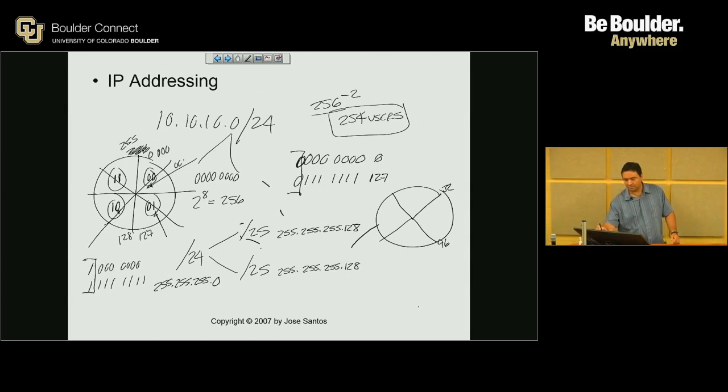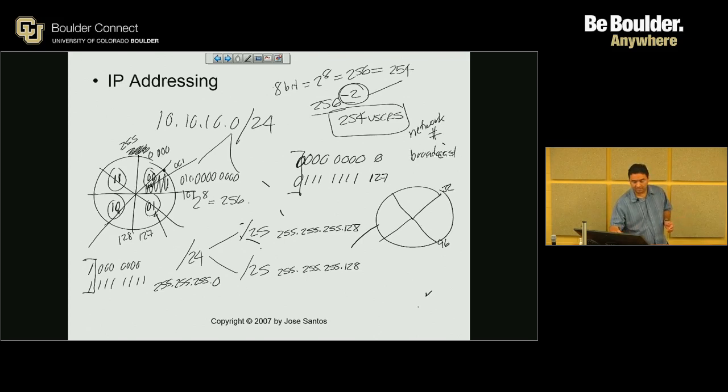So, what about the minus 2? Remember, we have 8 bits, which is 2 to the 8 combinations, which is 256 combinations, but we can only use 254 addresses. The first IP address is the network number, right? The last one is the broadcast, okay? Now, remember, the network number doesn't have to be a 0, because if I'm the first number on this slice of the pizza, it's going to be a 32. If I'm the first value on the slice of this pizza, it's 128.